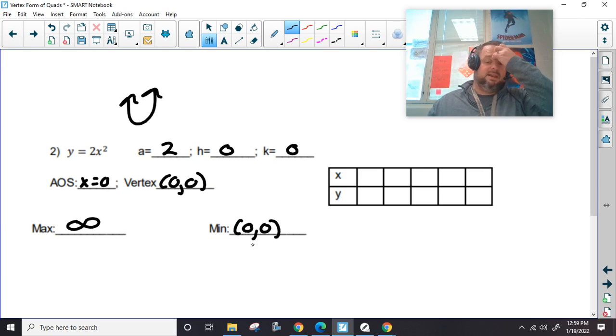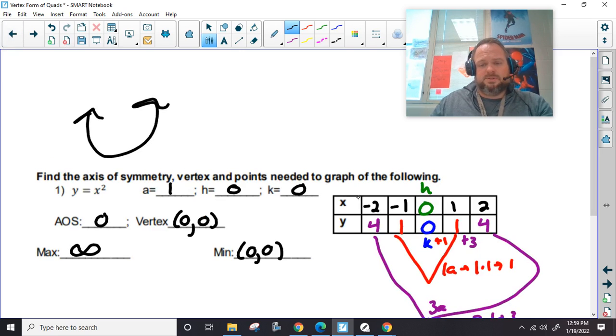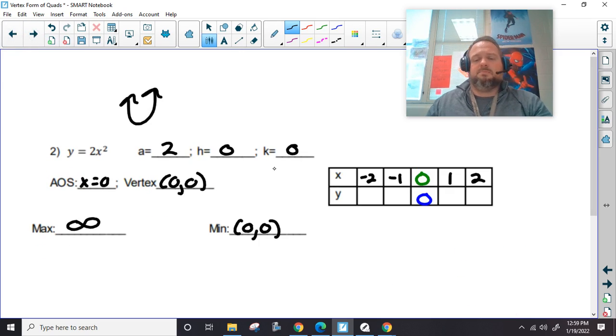Now let's plug in our h and k value. Our h value is 0, our k value is 0. So the x's across here are going to look very similar to what we just did. But now we get to look at this other part. This is 1a. Well, this is 1 times 2, which is 2. So what is 0 plus 2?